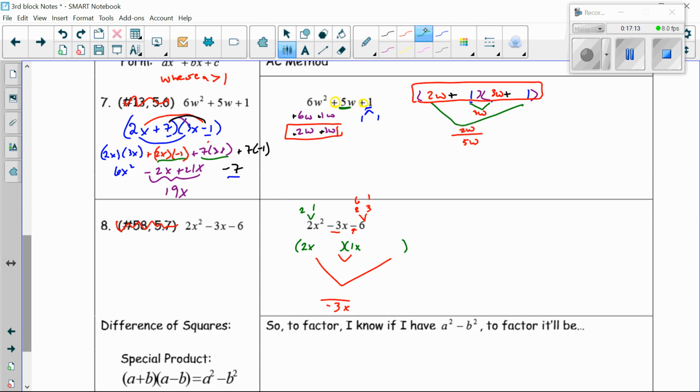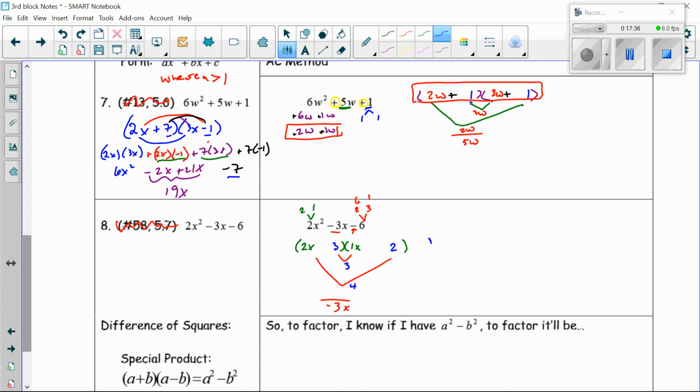So as I move to 2 and 3, the 2 will never go with the 2. So 2 would have to go here, 3 would have to go here. I can't put a 2 here, or they have a GCF. Well, 2 times 2 is 4, 3 times 1 is 3. There's no way to combine 3 and 4 with addition or subtraction to get negative 3. So nothing has worked. All right.